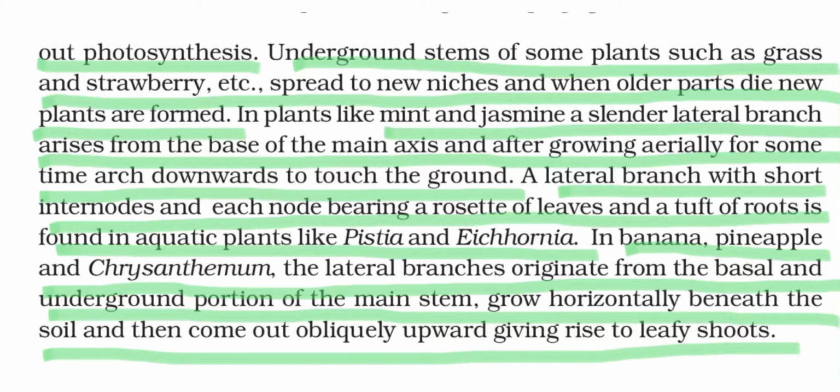Then few more examples are like banana, pineapple and chrysanthemum. The lateral branches originate from the basal and underground portion of the main stem, which grows horizontally just beneath the soil and then comes out obliquely upward, which gives rise to a leafy shoot. So in this way they grow by their lateral branches and they show vegetative propagation.